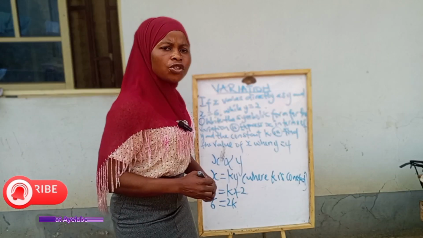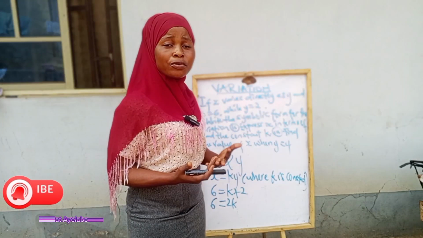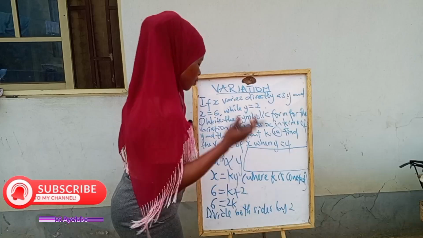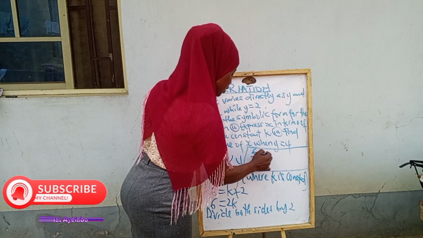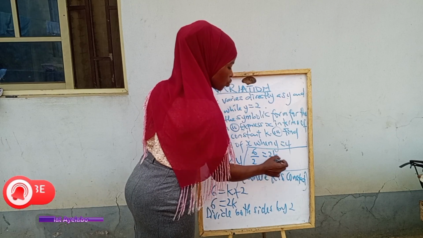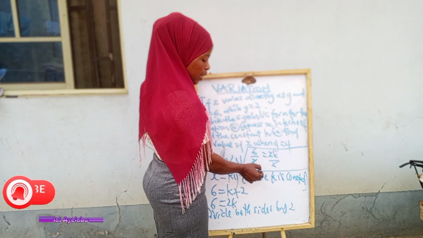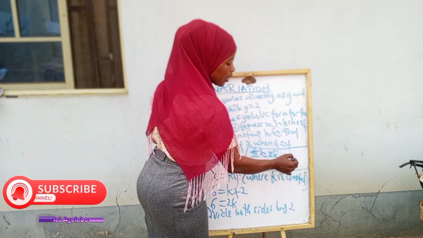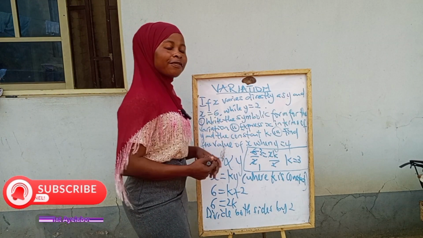And mind you, we are looking for the value of the constant, so we are going to divide both sides by 2. So therefore we have 6 over 2 is equal to 2k over 2. The 2 here cancels the 2 here, and 6 divided by 2 is 3. So our constant k is equal to 3. Now we found the value of constant k.